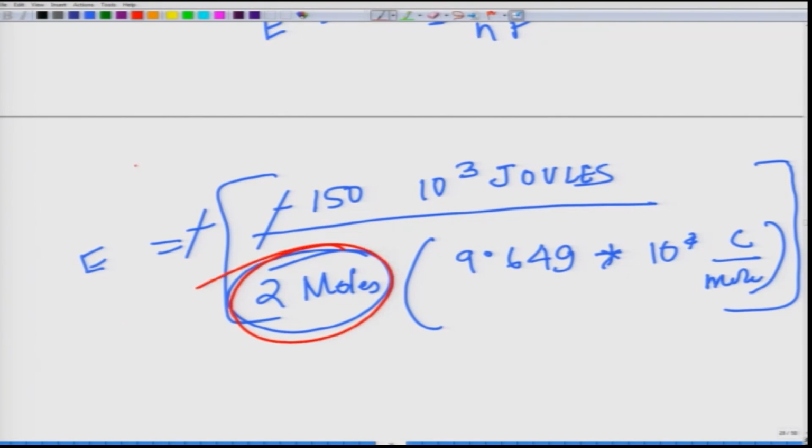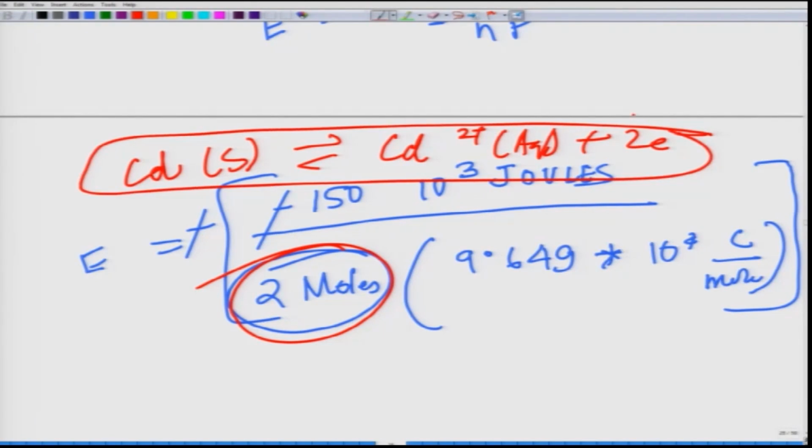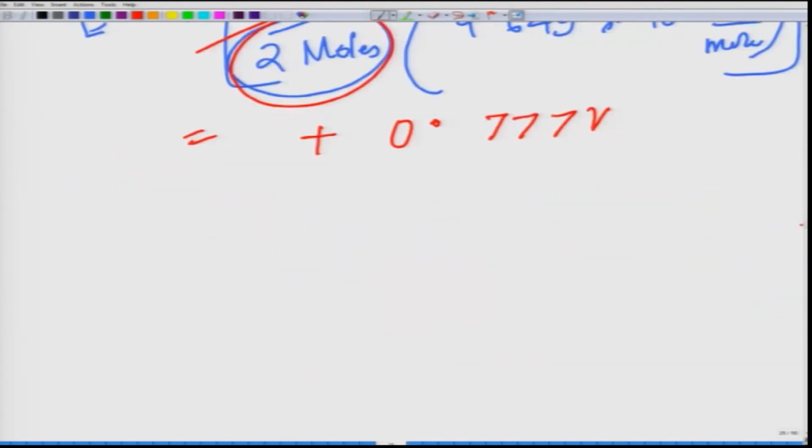You should always remember the first reaction you saw: Cd solid becoming Cd2+ aqueous plus 2 electrons. This is the reaction governing this whole flow of electrons. So minus minus becomes plus, and 150 multiplied by 10 to the power 3, if you do this whole calculation yourself, gives plus 0.777 volt. So this is a spontaneous chemical reaction. Negative delta G produces a positive voltage.